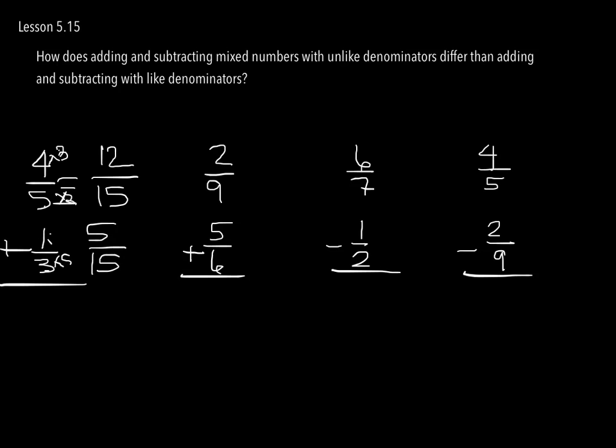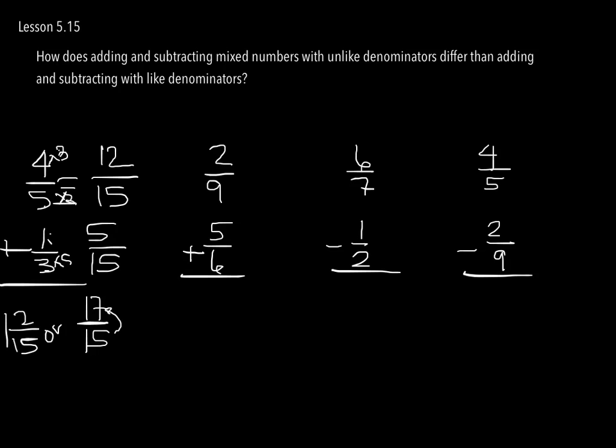And now I'm going to add them together, and what I'm going to get is 17/15. Or if I want, I can see how many 15s I can take out of 17, and the answer is 1. And then there's 2 left over, and put that over 15. So either one of those responses would be okay.